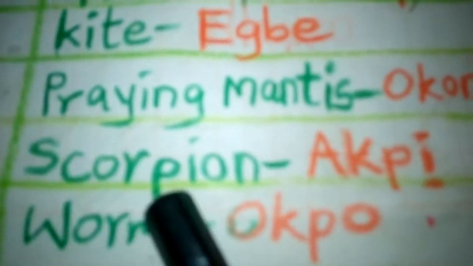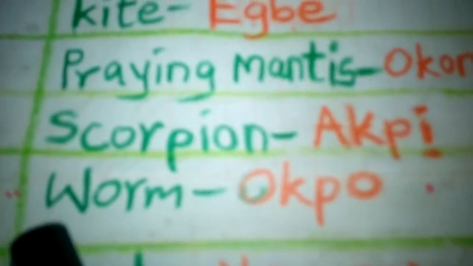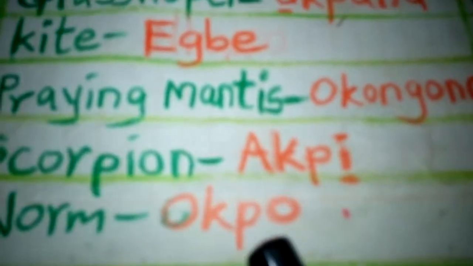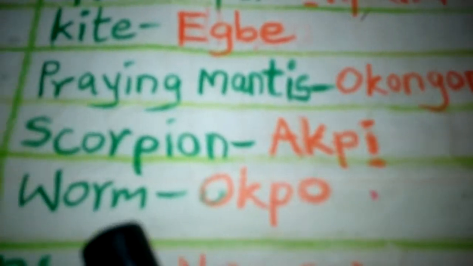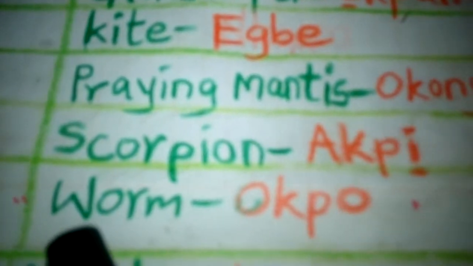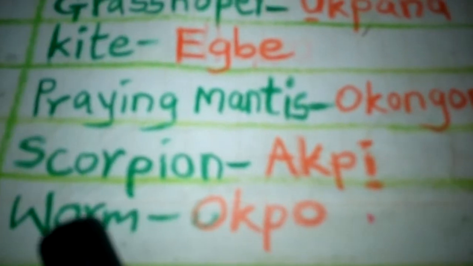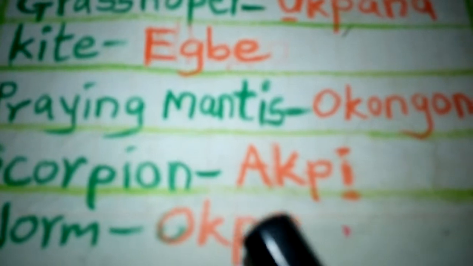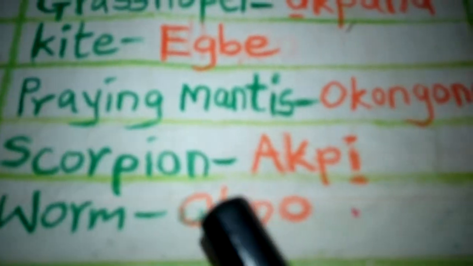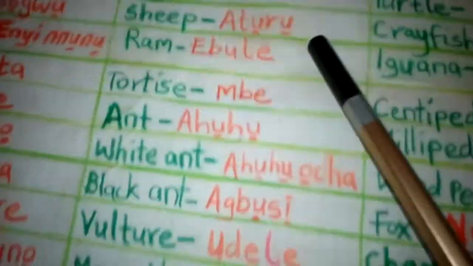Scorpion, Api. Worm, Ogbo. The worm you have in your stomach is known as ogbo. Okay, I'm having ogbo. Ogbo is disturbing me. Ogbo nenye munsobu. Okay, like that. Worm is disturbing me. Ogbo nenye munsobu.